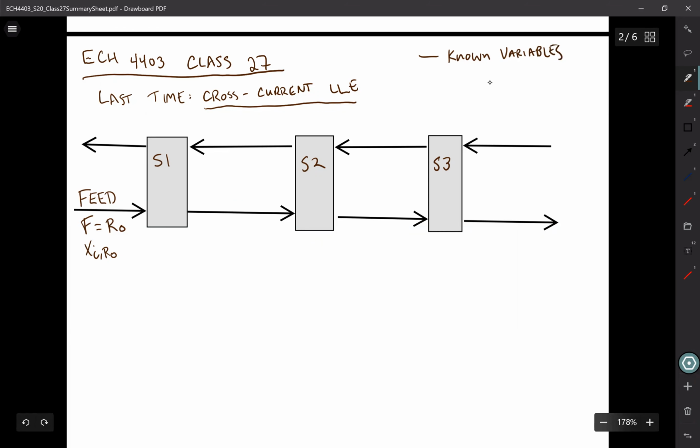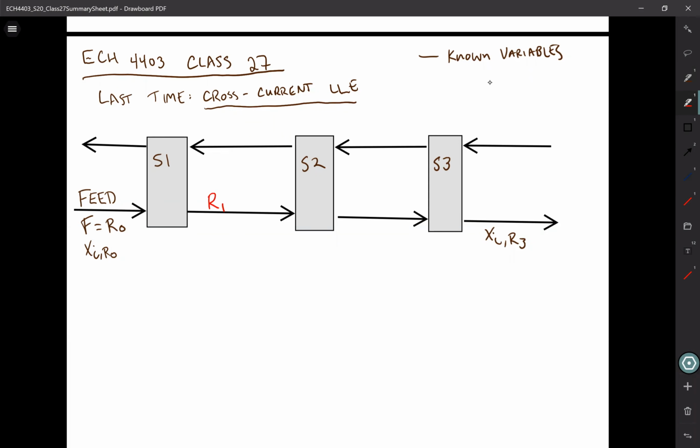So oftentimes, I always know what the feed is and what's in it. And typically in my process, I know what composition I want the extract to be. So I'm going to suppose, for the sake of argument, that I know what one of the compositions has to be in this exiting raffinate stream. Now you'll notice I'm following the convention where the stream gets the subscript of the stage that it comes from. So I'm going to fill in some other variables here.